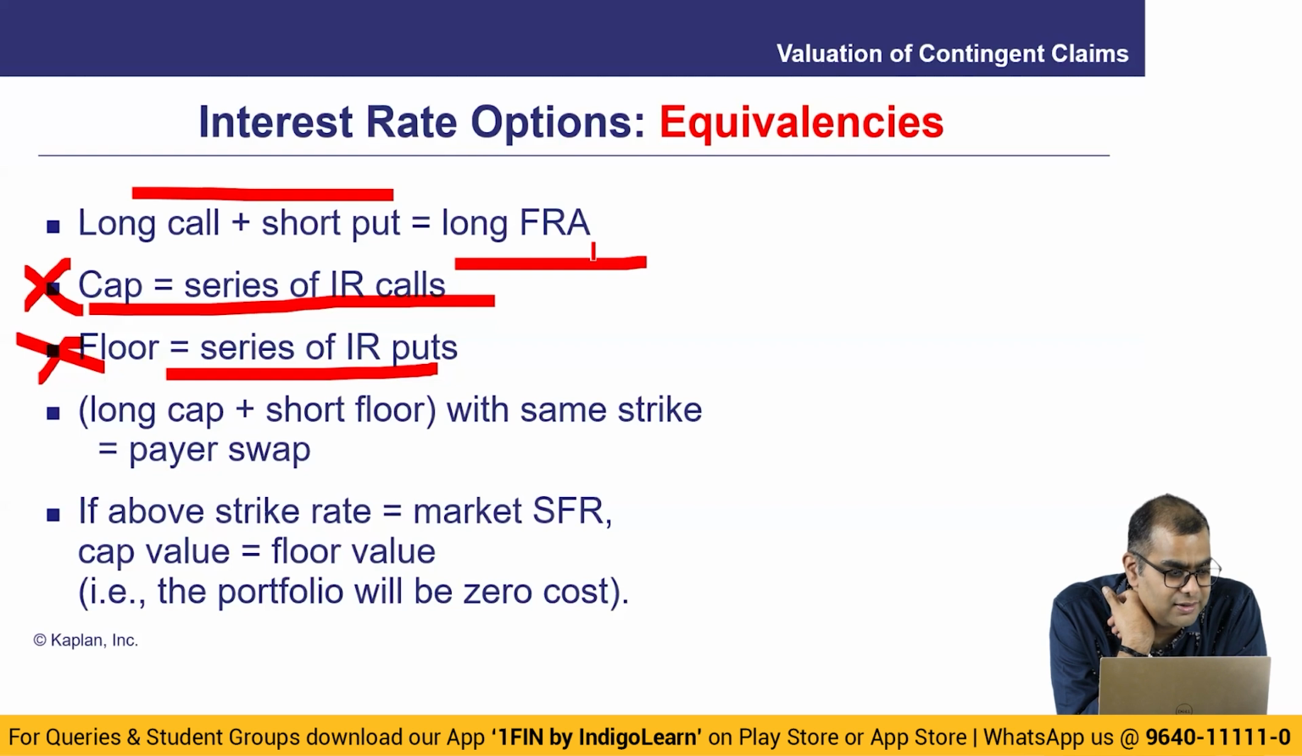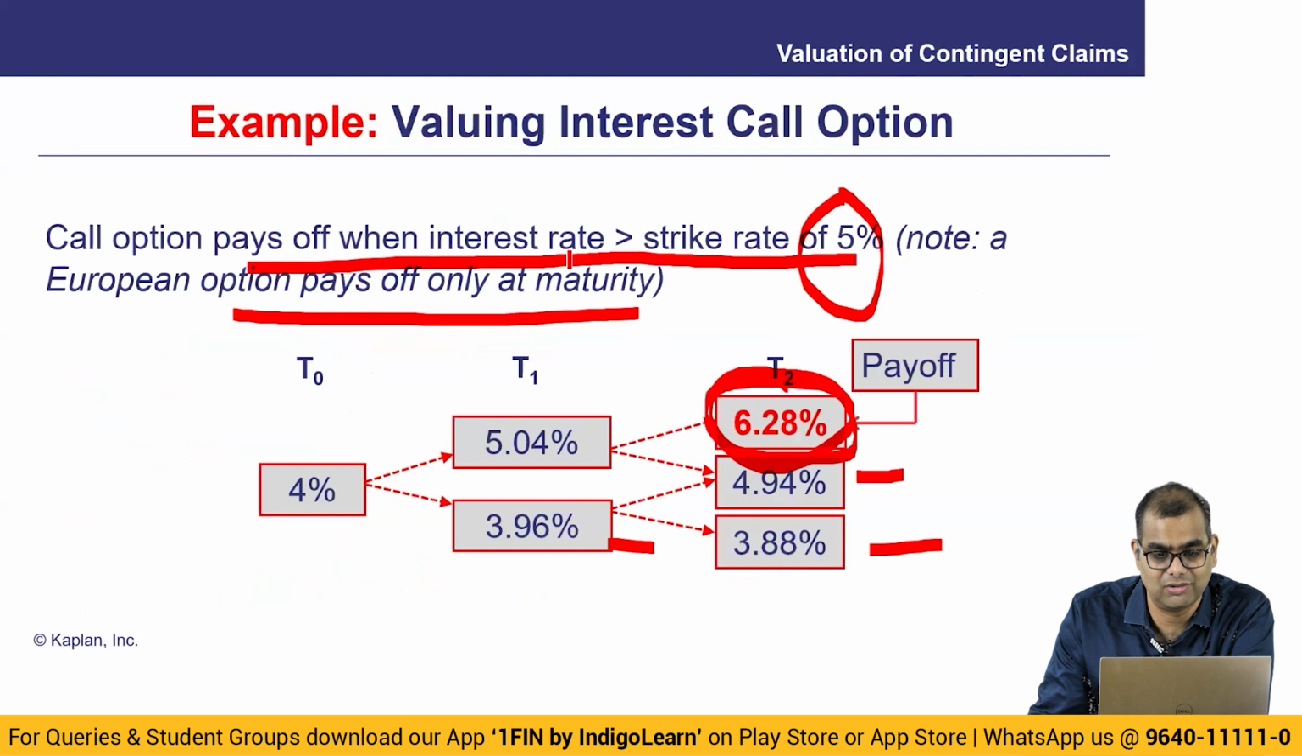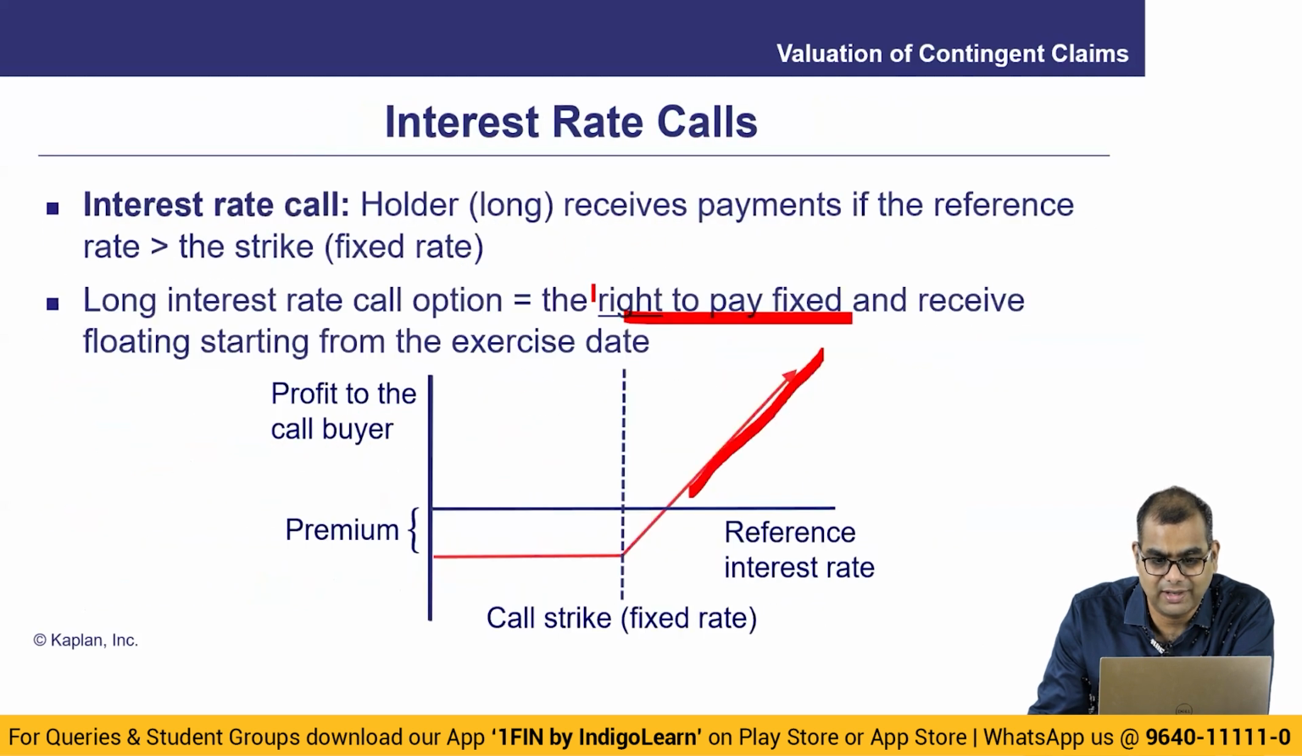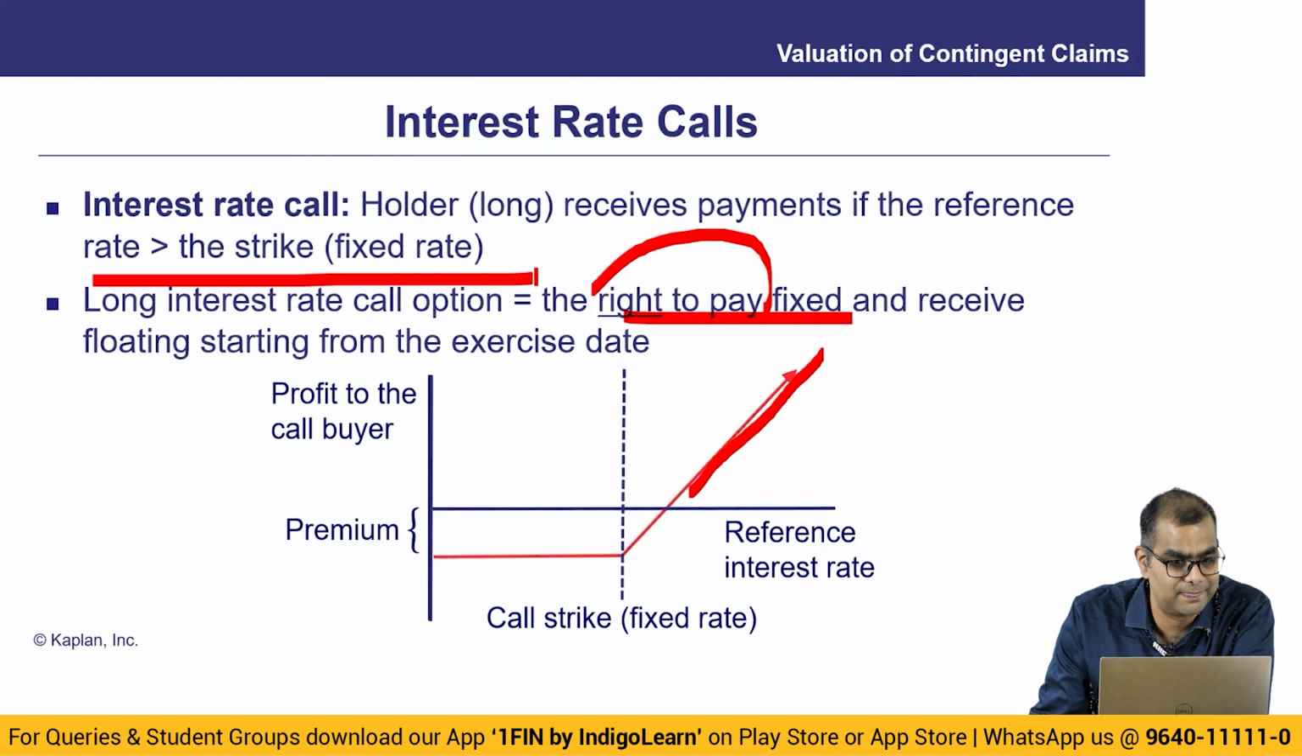What is a long interest rate call? If it is below the strike rate, I have a right to pay fixed and receive floating. So I have a right if the reference rate is greater than the strike rate. So basically the market reference rate is 10 and my strike rate is 7, I will get 3. This is a call. 10 minus 7.